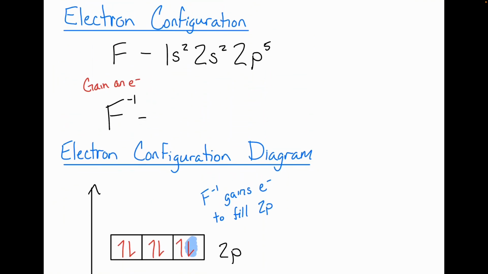All right, so let's do this here for our electron configuration. That means it's 1s2, 2s2, and 2p6, right? We've now completely filled that p shell.